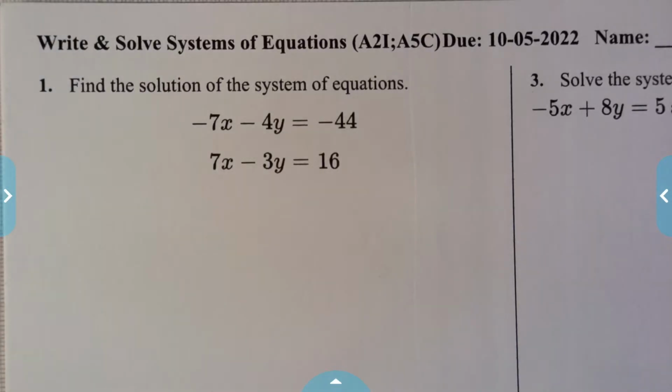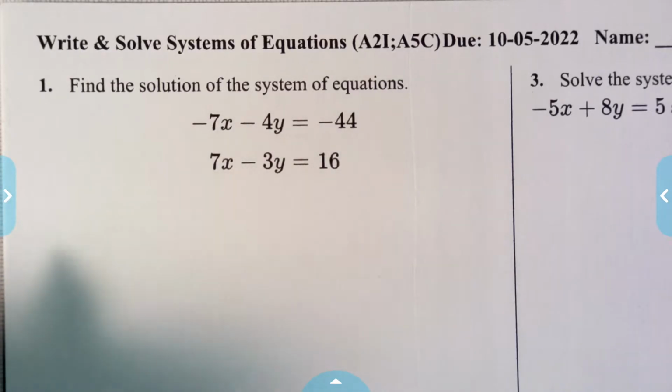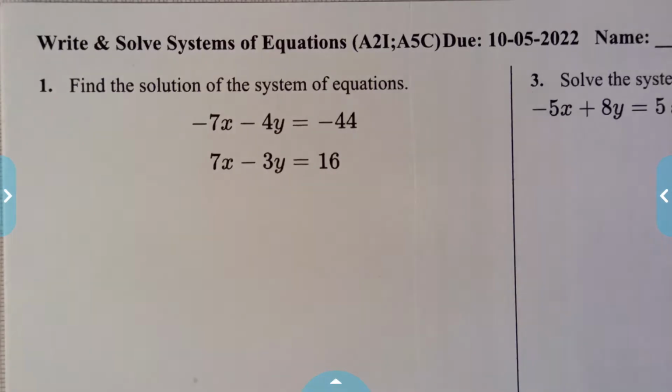All right, so here we are with write and solve systems of equations. This corresponds to TEKS A2I and A5C, both readiness TEKS on the Algebra 1 STAAR test if you're playing the STAAR TEKS game. Number 1 asks us to find the solution to the system of equations.